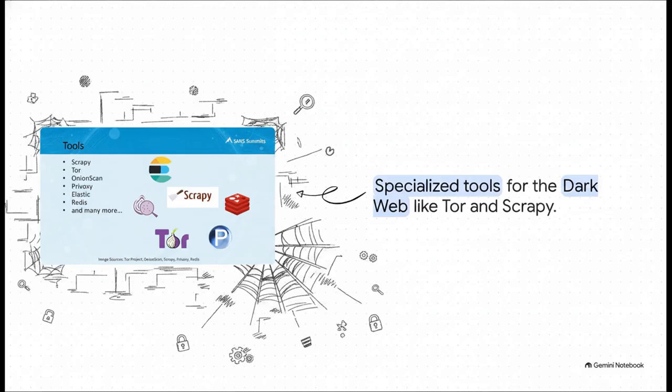Tools like Scrapy allow us to extract data directly from these hidden sites, while OnionScan helps us investigate the operational security of the hidden services themselves. We use these tools to parse through dark web search engines like Ahmia or Torch, searching for specific keywords related to whatever investigation we're running.